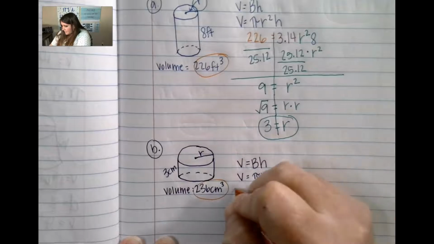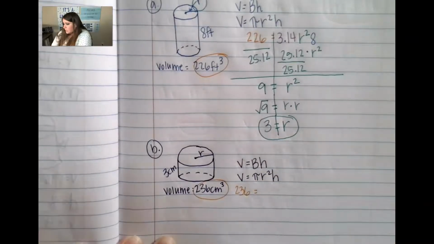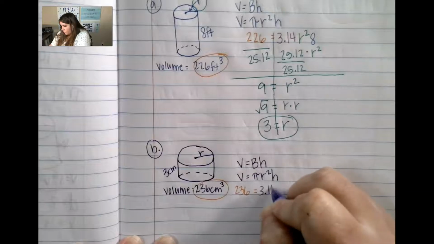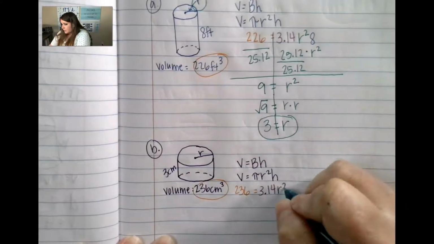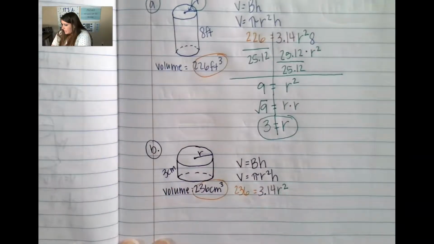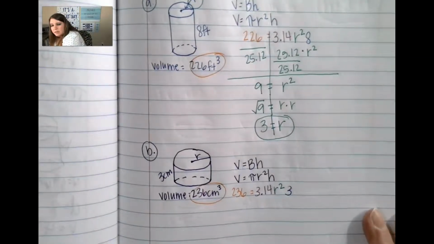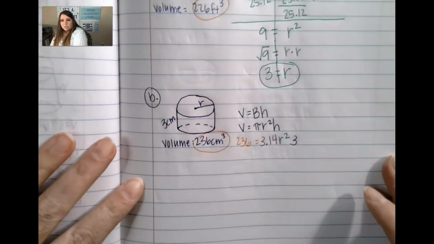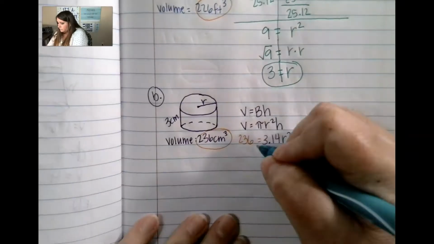236 is going to equal pi, or 3.14. We don't know r, so we're going to leave that as r squared. And the height, we do know, is a grand total of 3. When we multiply all those numbers together, we should get the volume. So let's solve for r.